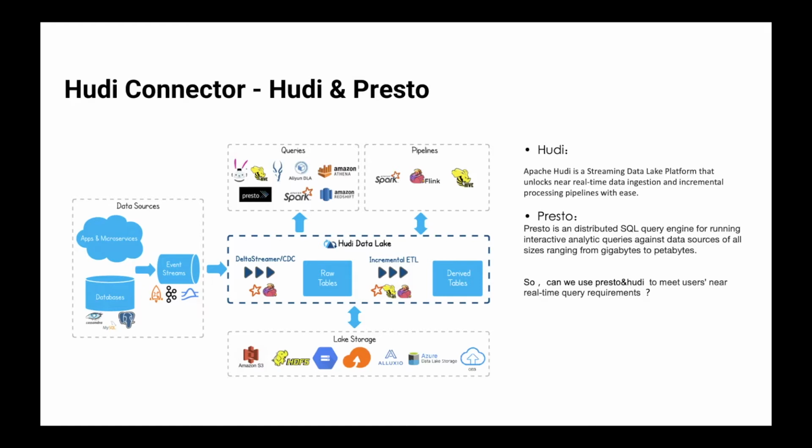Benefiting from near real-time streaming, it becomes possible to query data with low latency. And meanwhile, Presto is a common distributed SQL query engine for running interactive analysis. So can we use Presto and Hudi to meet users' near real-time query requirements, like some real-time reports? This will be very convenient for users to query data using BI tools.